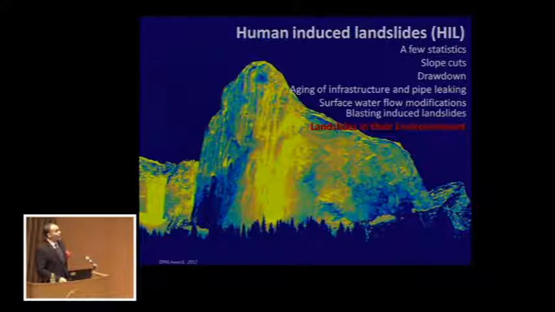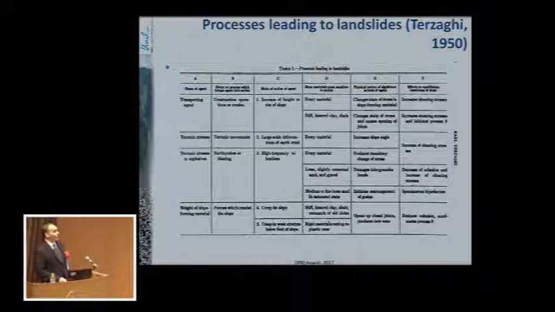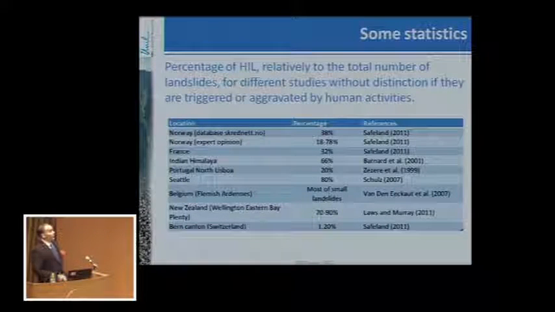Now to end, I will just show you a few examples of human-induced landslide, because human-induced landslide is one of the major sources of landslide. It has been developed by Terzaghi already in his classification. You have here some examples of this classification he did in 1950. But if you look at some statistics, human-induced landslide can reach from 30% to 80% of the landslide can be triggered or favored by human activity.